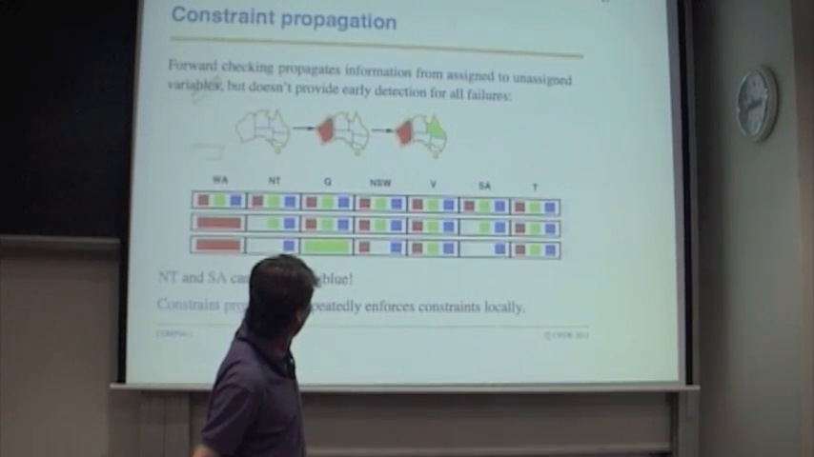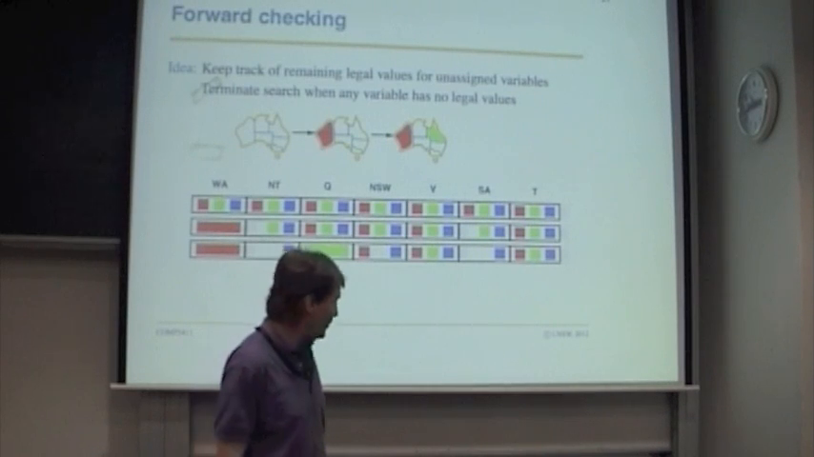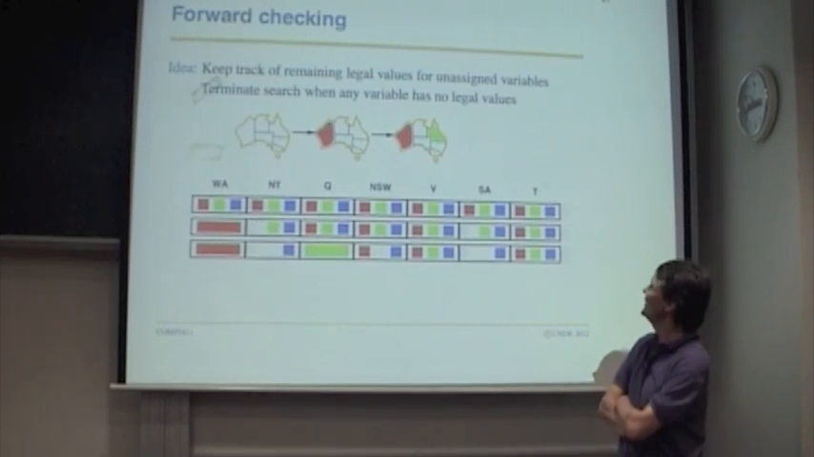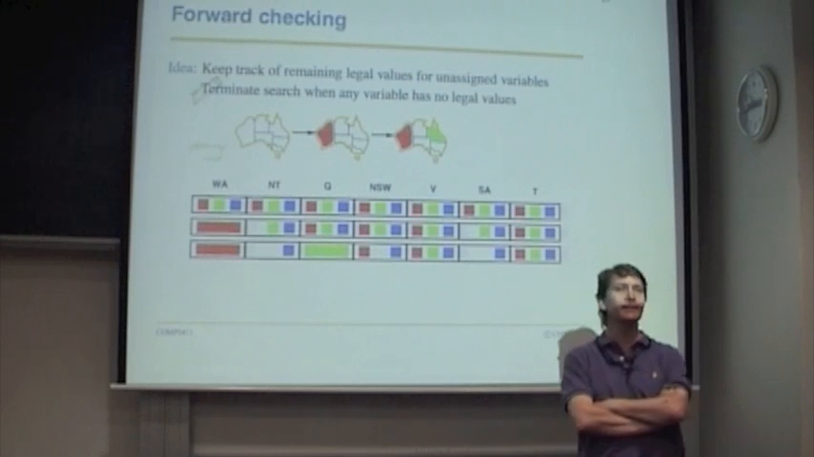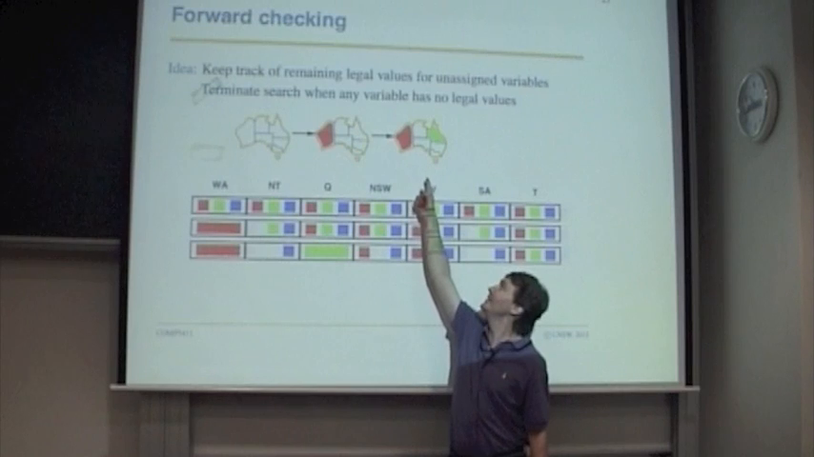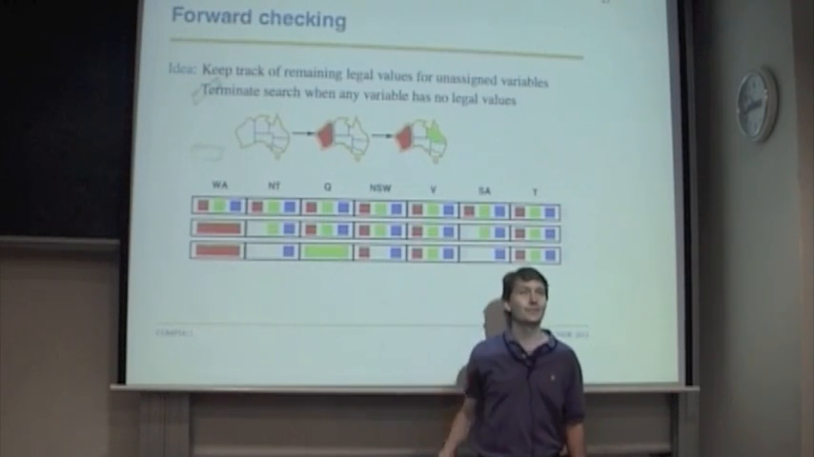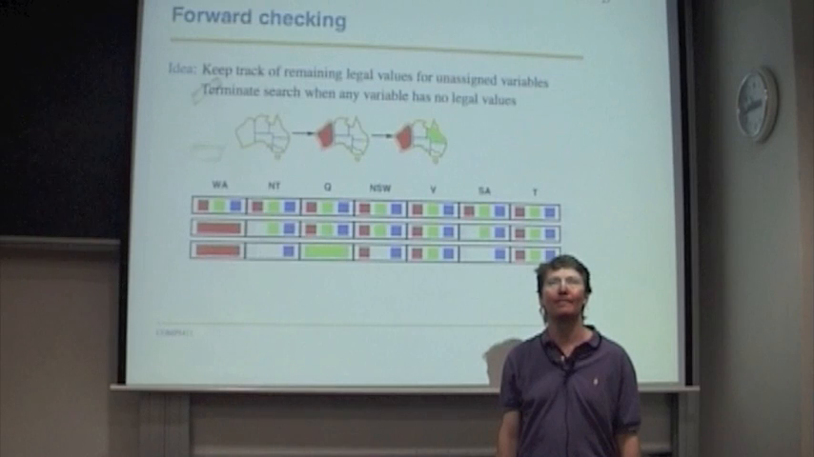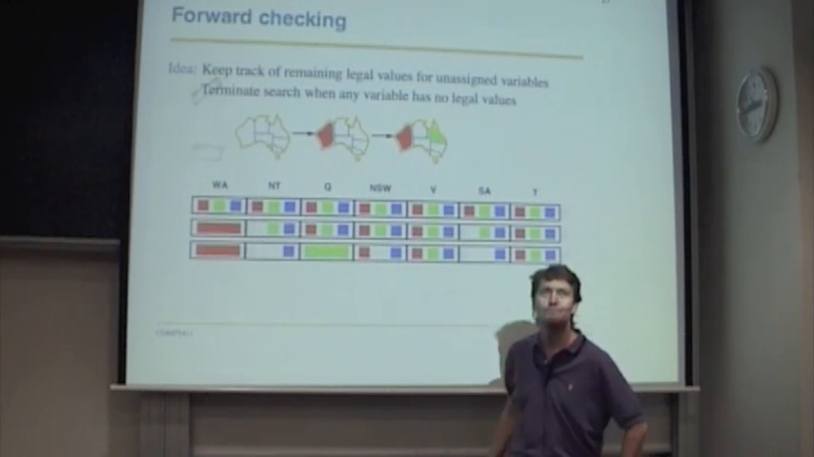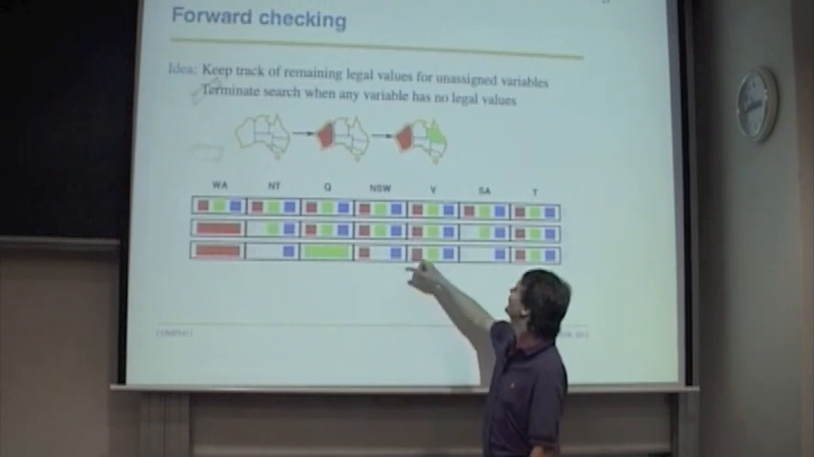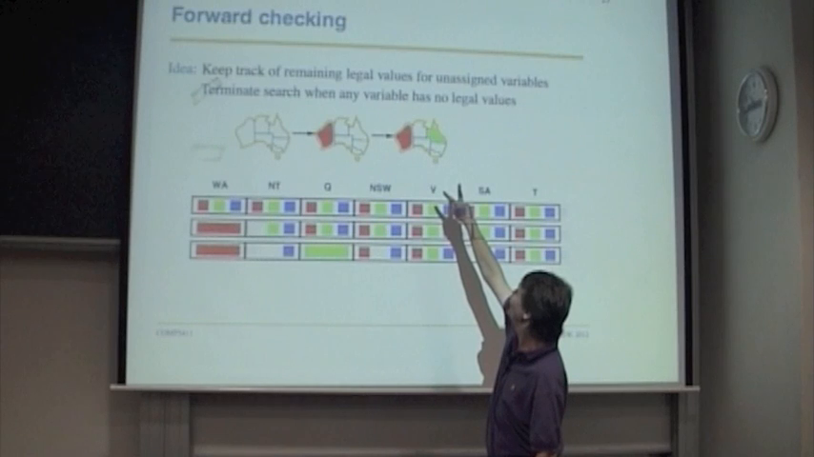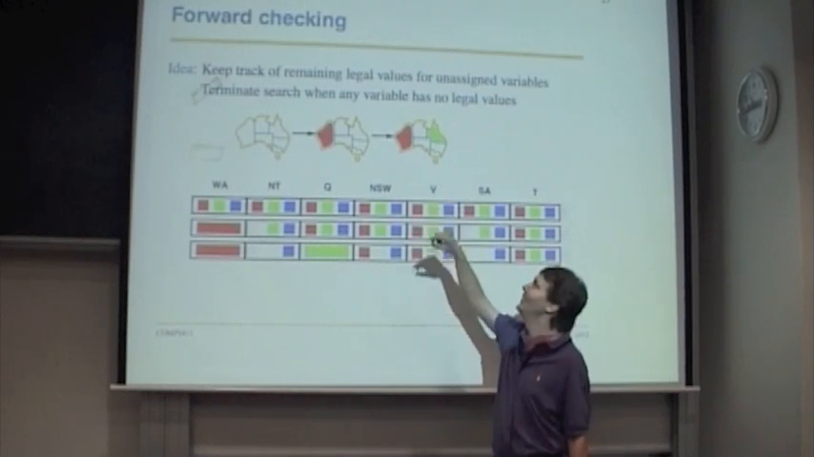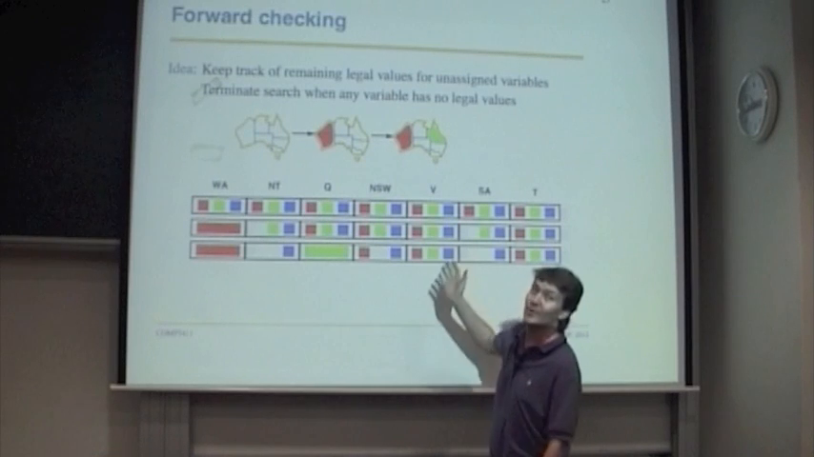Now, if we were smart, we could have perhaps detected even earlier that this was going to fail. Once we assigned WA and Queensland, is there any solution with those initial assignments? No. Why not? Because South Australia and Northern Territory have the same only legal value. That's right, exactly. Once we've covered this, the Northern Territory has to be blue, and South Australia also has to be blue, and they can't both be blue.